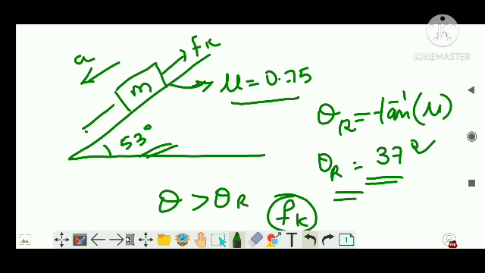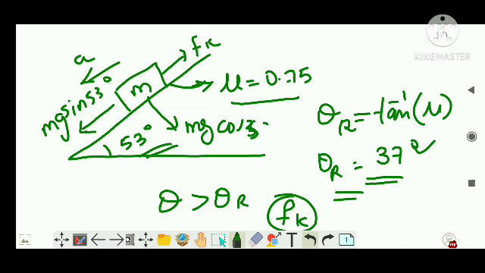Here, remember, it was mg sine 53 degrees. Here it will be mg cos 53 degrees. And here it will be the normal reaction. I'm not going to tell you how to find the friction and acceleration. We have done it. Clear?